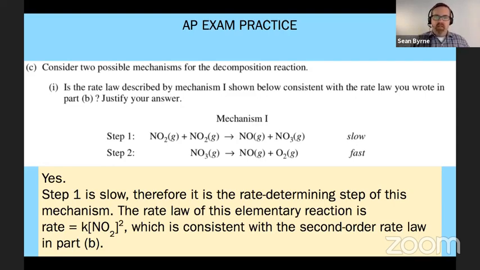The rate law of this elementary reaction is rate is equal to k times, it's very similar to what we wrote earlier, exactly the same as what we wrote earlier. And so that's consistent with the second order rate law. Okay.